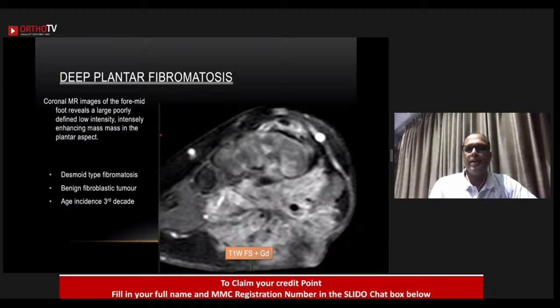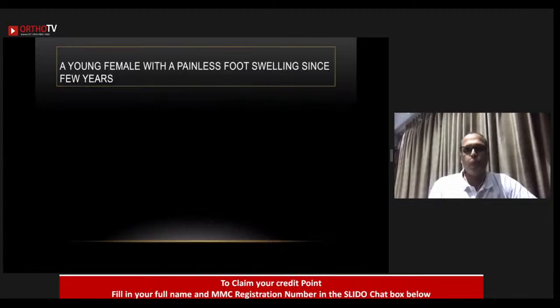We initially had a doubt about giant cell tumors or some of those aggressive tumors, based on the pattern, because usually we don't expect fibromatosis to enhance that much. The way in which it was enhancing, the suspicion was high towards a relatively aggressive type of neoplasm, but it turned out to be a desmoplastic component, deep plantar fibromatosis.